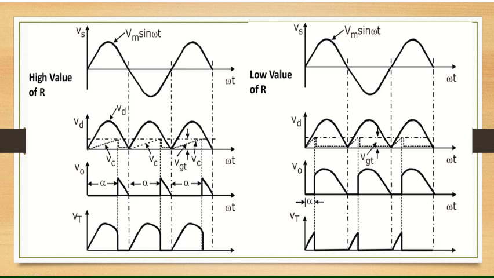For a high value of R, it is taking more time, which means alpha will be more. For a low value of R, it is taking less time to charge and reach VGT, so alpha will be less. So based on the R value, you can control this. Alpha is controlled. So that is about the RC triggering circuit.